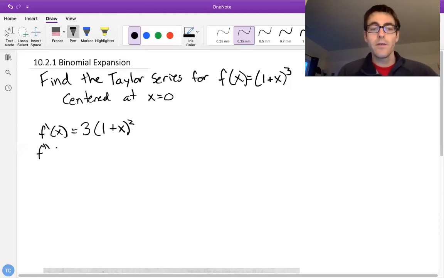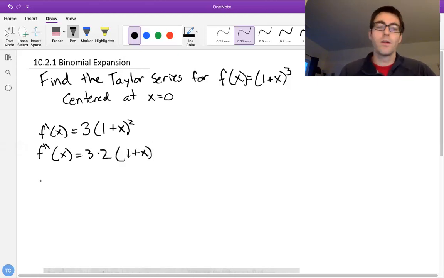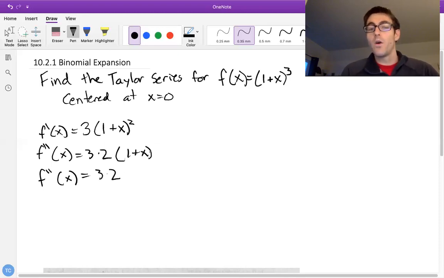The second derivative, we can apply the same rule again. We get 3 times 2, times (1 plus x) to the 1, times 1. The third derivative is just going to be 3 times 2, and then we pull down a 1. The exponent here drops to 0, so that entire thing becomes a 1. 3 times 2 times 1.